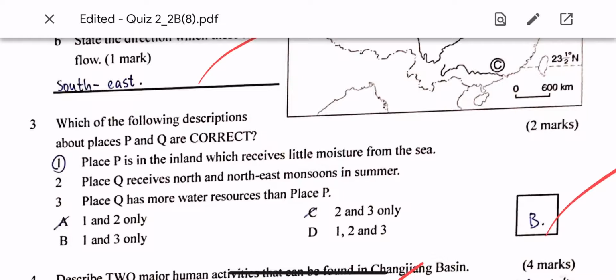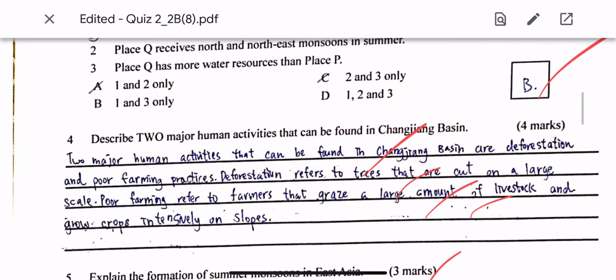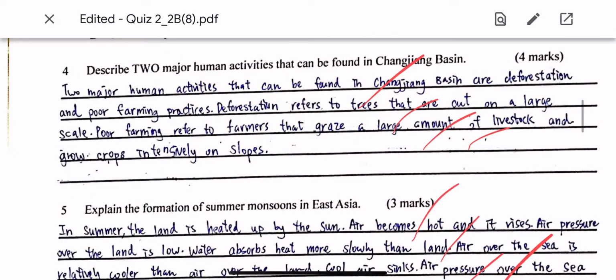Let's see. Number 3, place Q has more water resource than P, no doubt. Number 1 and number 3 are right. And then describe two major human activities that can be found in the Changjiang Basin, which may include deforestation and poor farming practice, and you had better give me some explanation. This one is a good one. Deforestation refers to trees being cut off on a large scale, and poor farming refers to farmers grazing a large amount of livestock and growing crops intensively on a slope, which is far beyond the land carrying capacity.